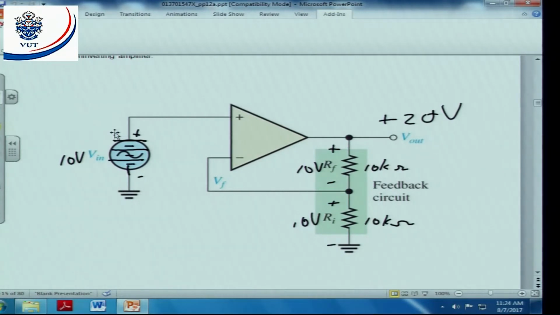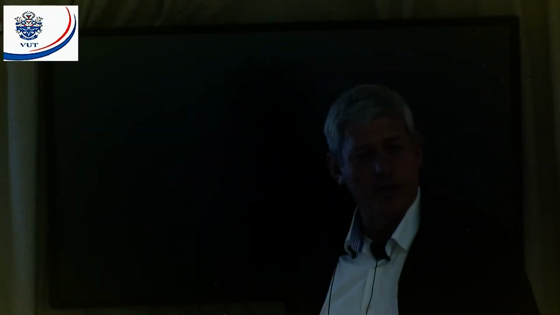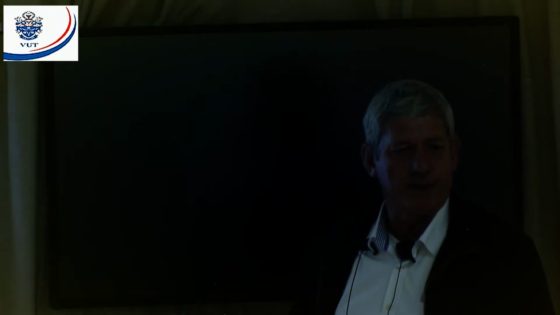As simple as that. Now if we look at this, what is the gain of this circuit? The gain is 2. With those resistors, my gain is 2. The output is 20 volts, the input is 10 volts. If we're going to work it out, the gain is 2. All right. Now are there any questions there? Everybody with me? Everybody happy?